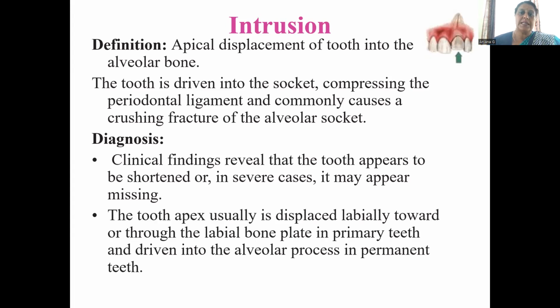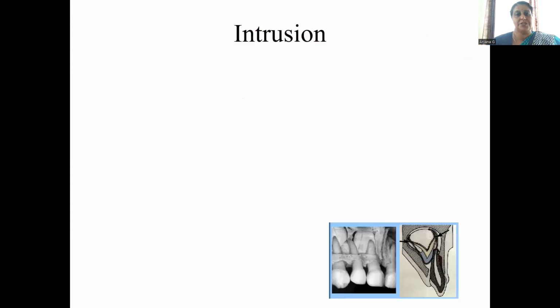The tooth apex usually is displaced labially toward or through the labial bone plate in primary teeth and driven into the alveolar process in permanent teeth. This is because the primary teeth will have a permanent tooth bud behind them, so the apex can come out through the labial bone plate in primary teeth. In the case of a permanent tooth, since there is nothing else preventing it from being driven into the alveolar process, it goes inside the alveolar process.